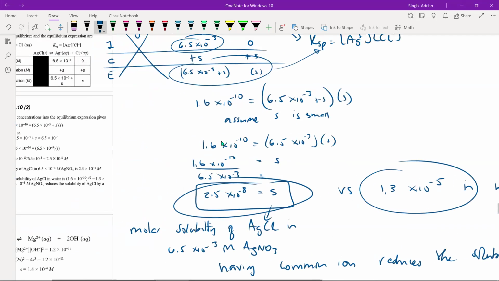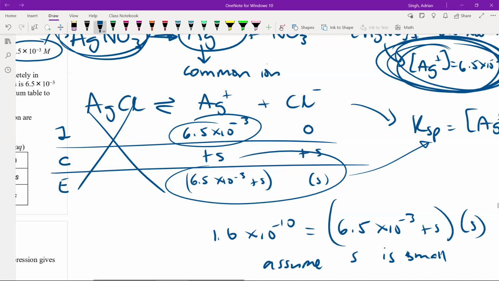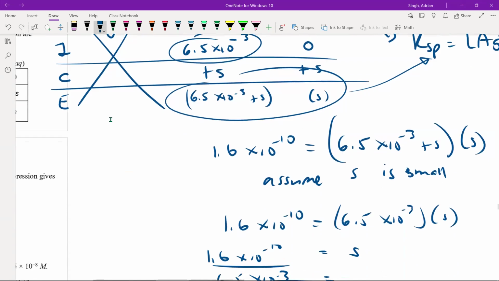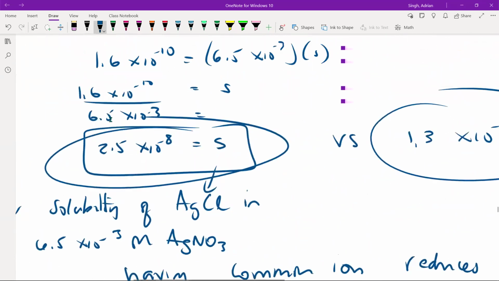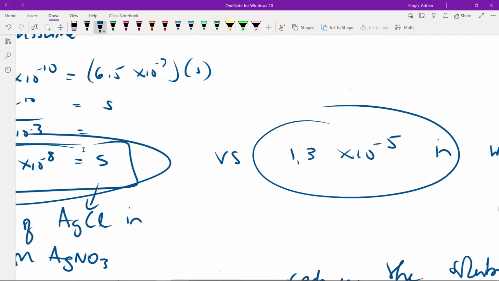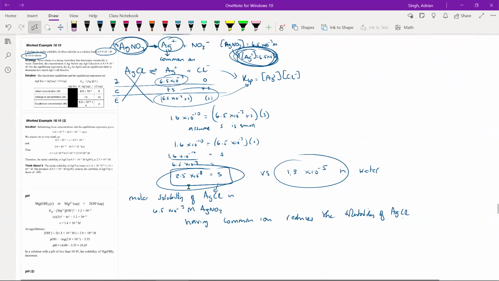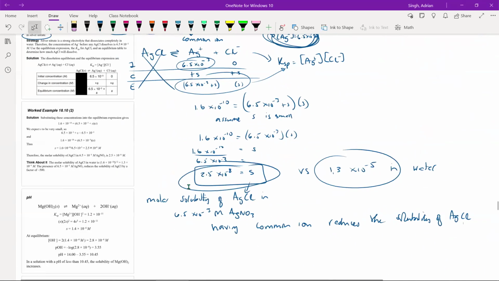That should make sense, because if we are affecting this equilibrium by introducing more of the stuff on the product side, it will force the equilibrium to the left, which will reduce the solubility. Now on the left side, we have our undissociated compound. It should make the value for KSP go down. I'm sorry, it should make the value for the solubility go down. And it does. It went from 10 to the minus 5 to 10 to the minus 8. So roughly 10 to the 3 times less soluble, or 1,000 times less soluble.